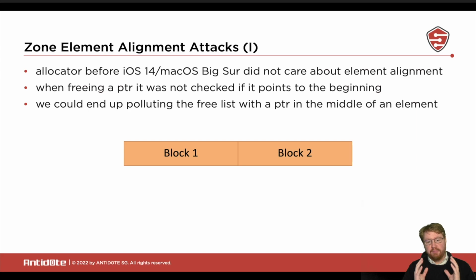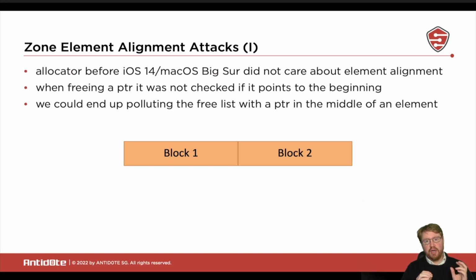So before iOS 14 or macOS Big Sur, the allocator was different. It actually changed a few times since then. But the allocator was different, and when you freed a pointer, there was no check if the pointer you freed was actually aligned to the beginning of a zone element. So you could free pointers, for example by a pointer override, that were actually not pointing to the beginning of a zone element. They were basically in the middle of a zone element.